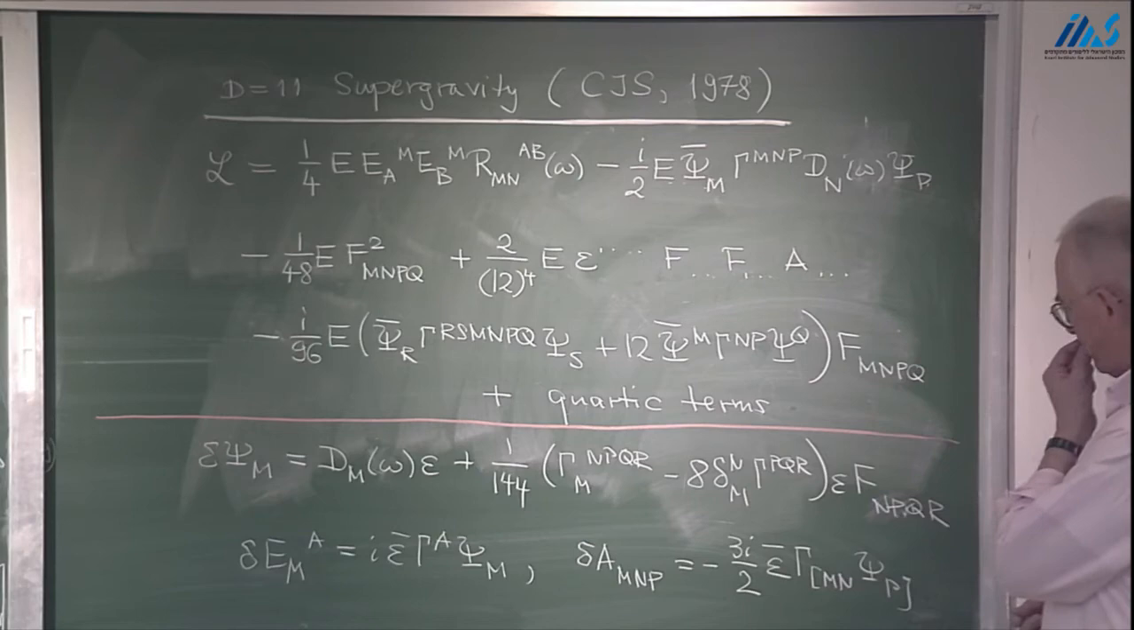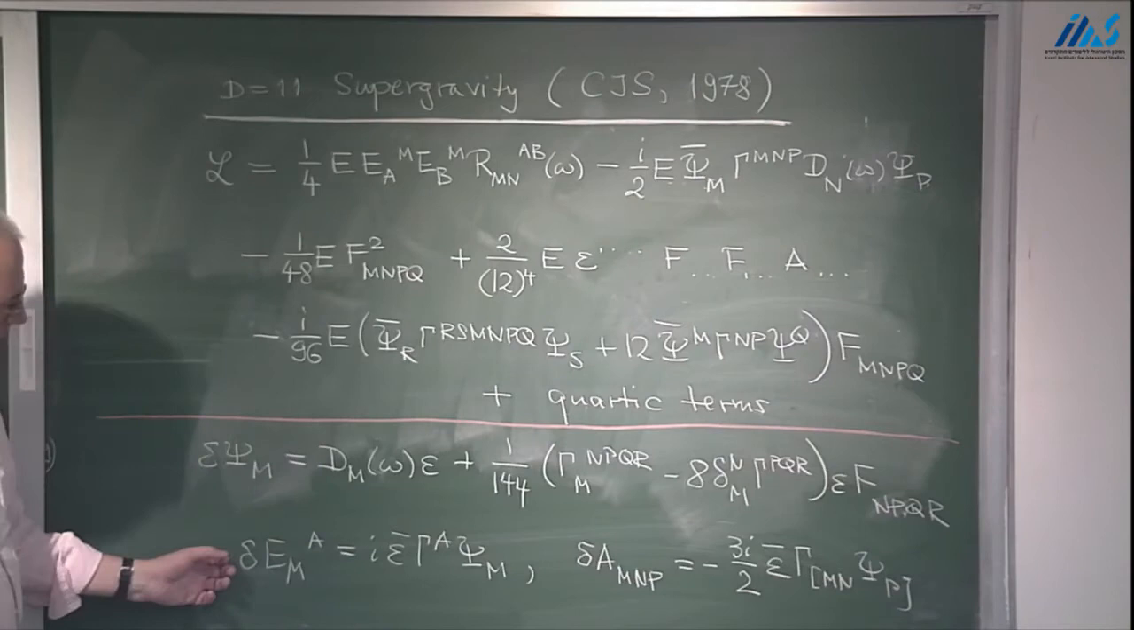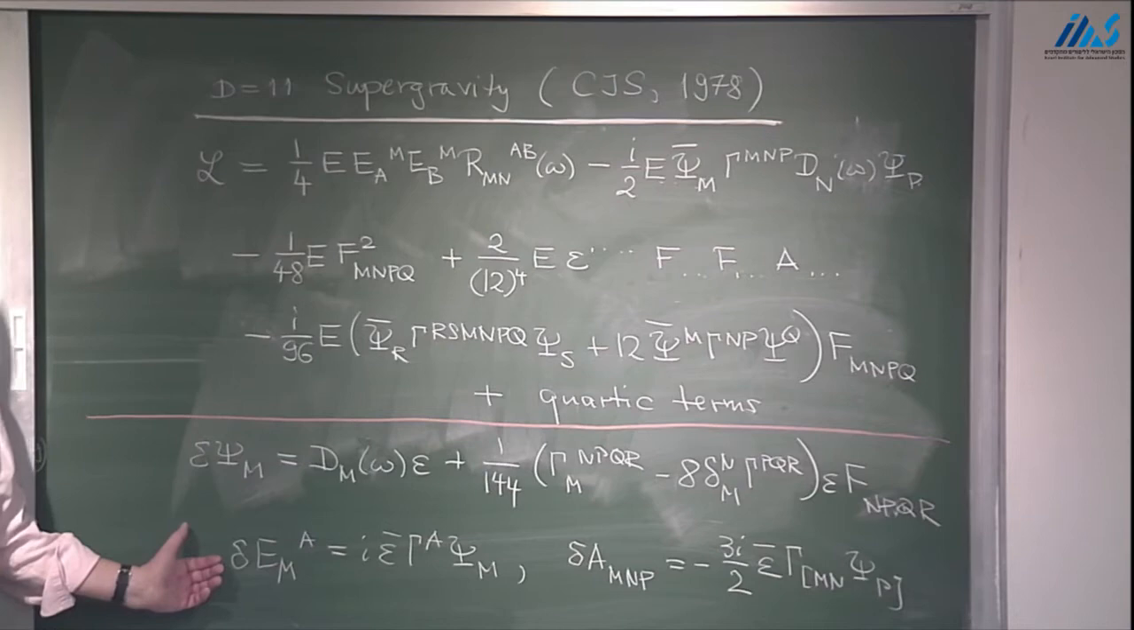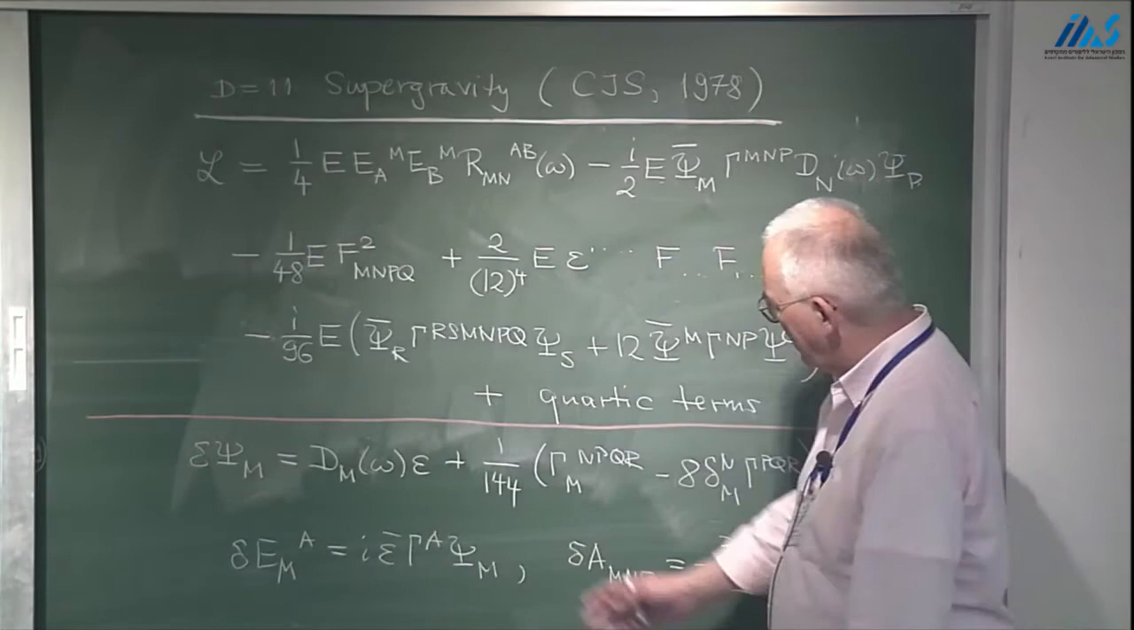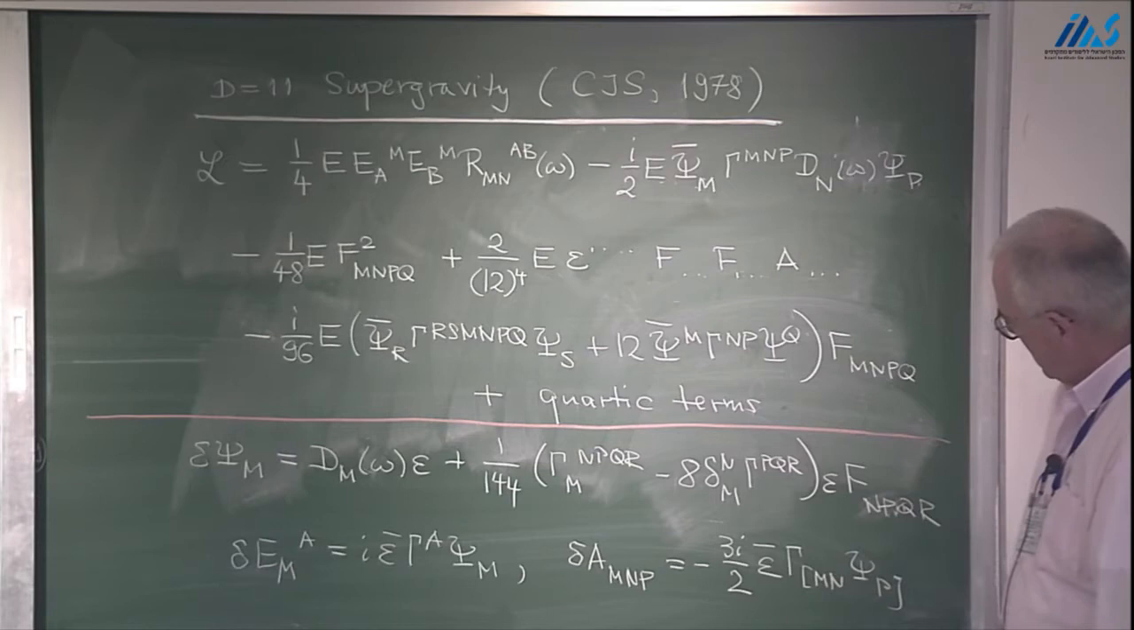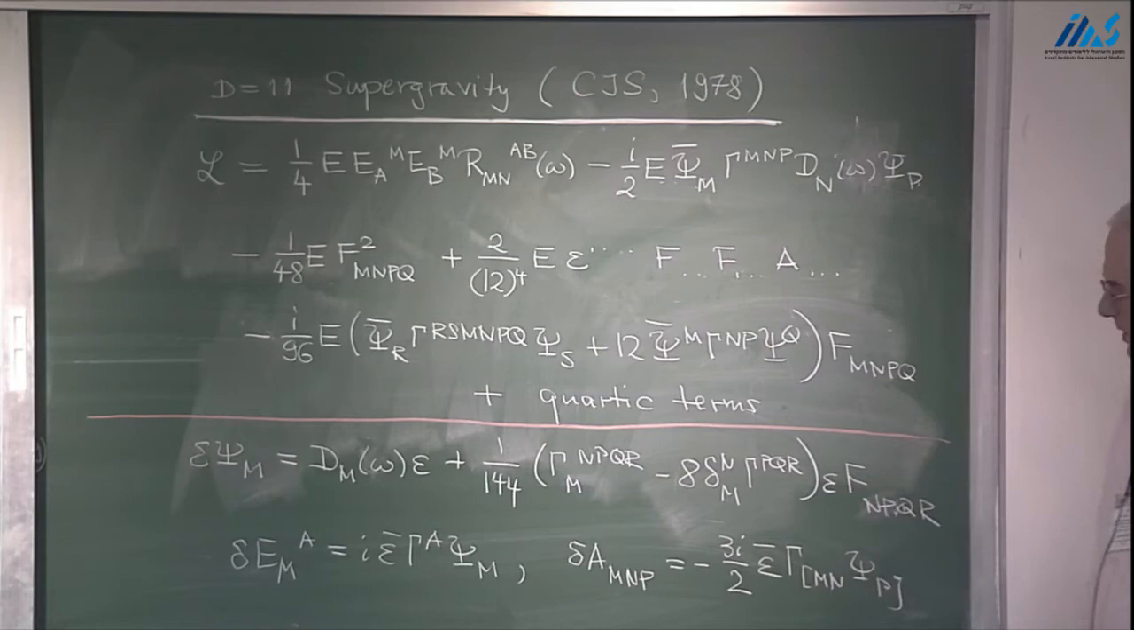So here are the variations. I wrote them. Some of this was obvious, again obvious from the kind of argument, what else could it be? For example, the variation of the field vielbein you'd simply lift up from what you know from four dimensions. Then there's the three-form, and again, you have to pay attention to whether these are flat or curved indices. It just so happens to be like this.